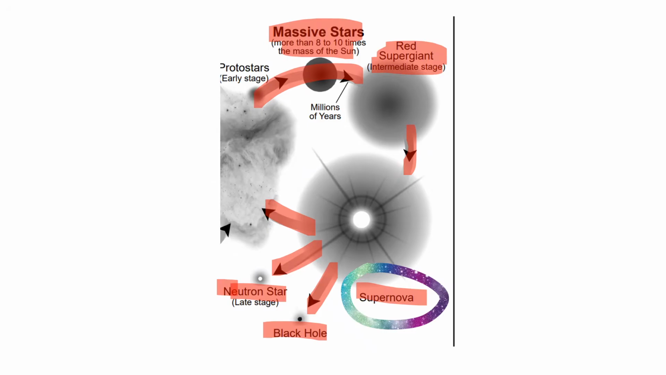Now let's look at the right side of the cycle. We have these massive stars, more than 8 to 10 times more massive than the sun. As they burn through their fuel, their life cycle actually will go much faster, millions of years. They will turn into this red supergiant. That's going to be their intermediate stage. And after that stage of life, they will explode in a supernova.